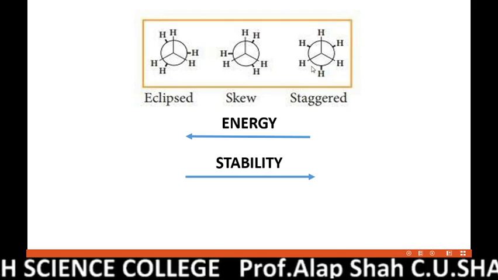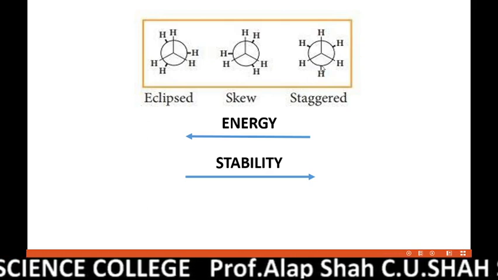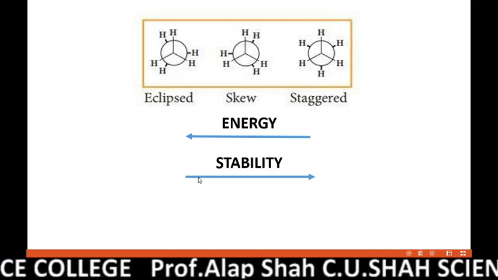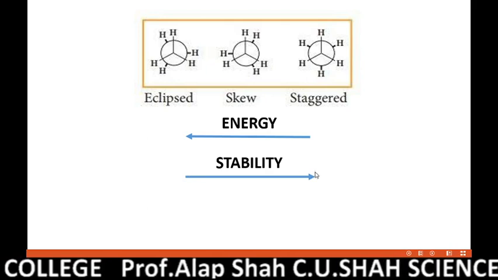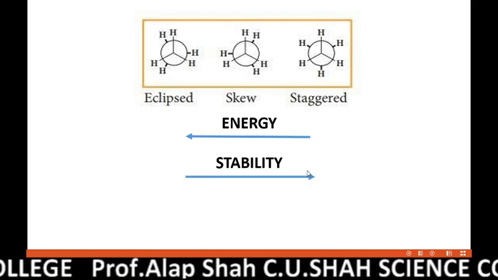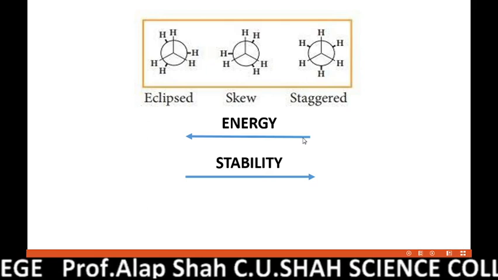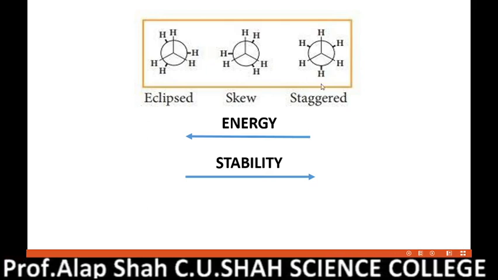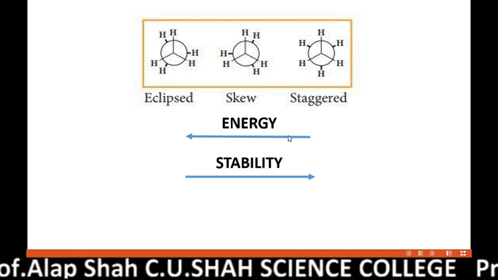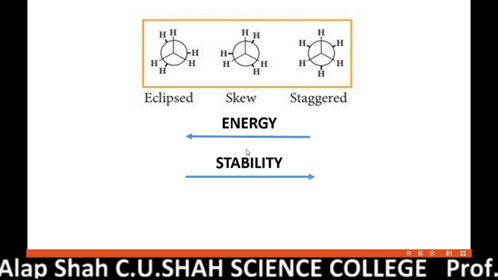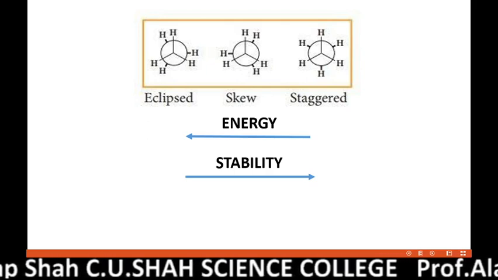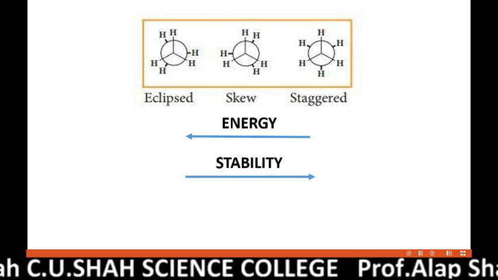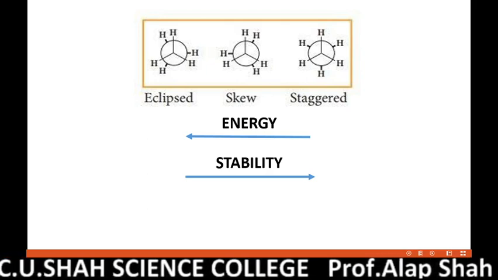Now let us see the sequence of energy and stability. We know that staggered is the most stable, then skew in between, and this is least stable. So see the sequence of stability, it increases from eclipse to staggered, and the order of energy would be exactly opposite. So as staggered is the most stable, it will be least energetic. So these are the points which can be asked in a multiple choice kind of question. The conformer which is most stable must be least energetic. You should clearly understand that.